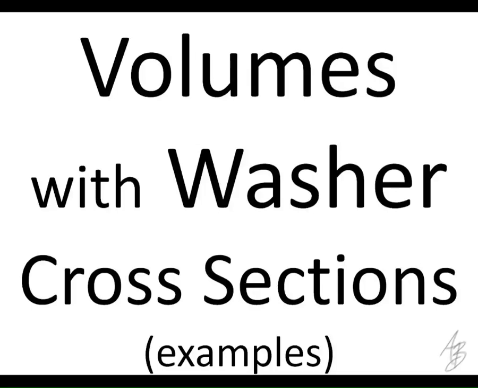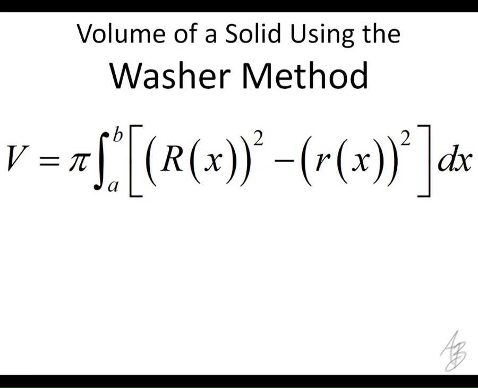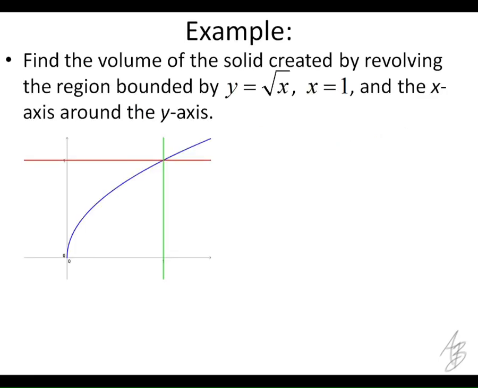So let's look at a couple examples here where we have to use washer cross sections to find a volume. The formula again is going to be this right here. Notice that when we're using the washer method, we have two radii because we're going to end up with a hole. So this is the radius of the outer part. This is the radius of the hole part. And we'll subtract the square of the bigger radius minus the square of the smaller radius in terms of x, or y if we're integrating with respect to y.